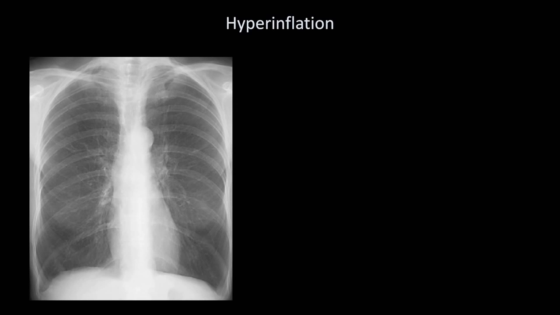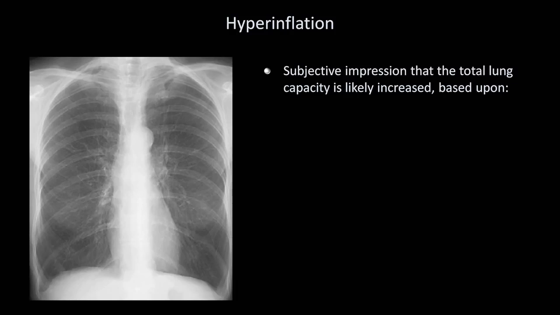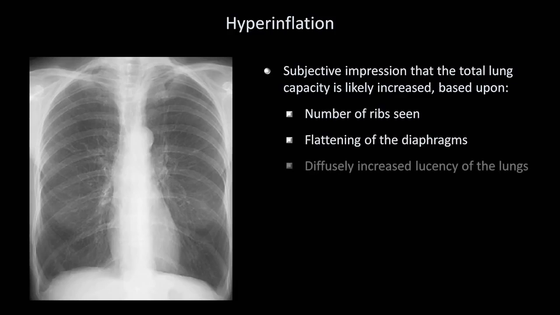In contrast to low lung volumes, we can instead see hyperinflation, which in my experience is less common. There is no widely applied precise definition of hyperinflation on X-ray. Instead, the term refers to a subjective impression that the total lung capacity is likely increased if measured by pulmonary function tests. This subjective impression is based upon the number of ribs seen, flattening of the diaphragms, and a diffusely increased lucency of the lungs.